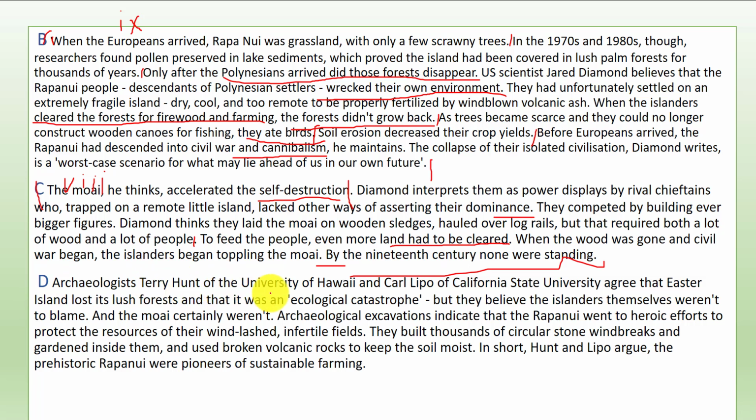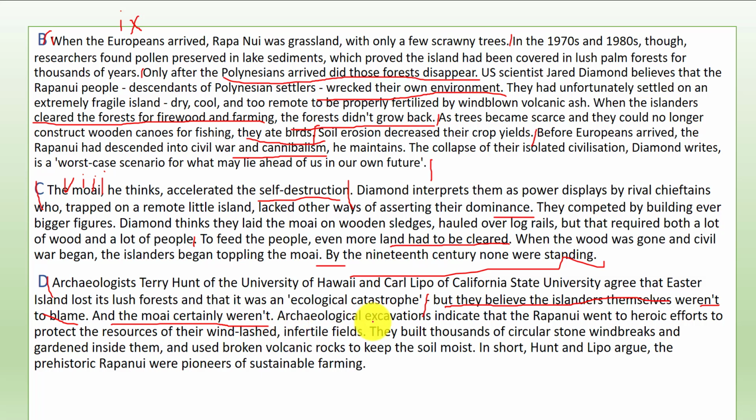Archaeologists Terry Hunt of the University of Hawaii and Carl Lipo of California State University agreed that Easter Island lost its lush forests and that it was a catastrophe. Okay? But they believed the islanders themselves weren't to blame. There is an opposing view. These scientists believe that the islanders themselves weren't to blame, and the Moai certainly weren't. Even the Moai were not responsible for the catastrophe.